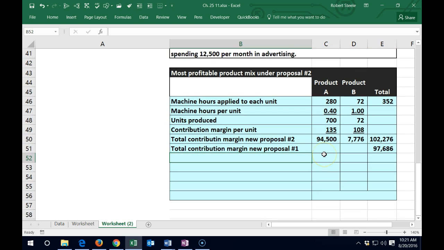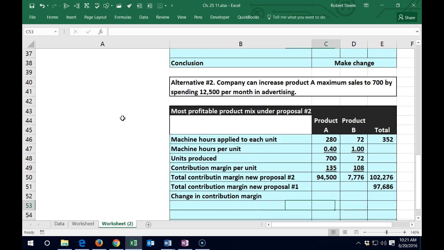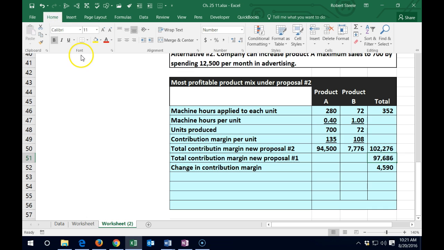All right, so there's the difference. We're going to say that that's going to be the change in the contribution margin. So I'm going to say that's the change between proposal 1 and proposal 2 in the contribution margin. We'll subtract that out. So I'm going to say this is what would happen under the new proposal minus what happened under the old proposal that we're going to accept. And then I'm going to underline this, go into the Home tab, Font, and Underline.